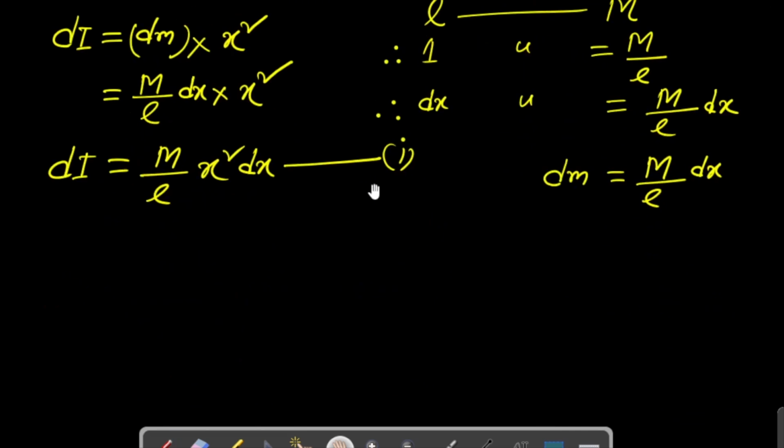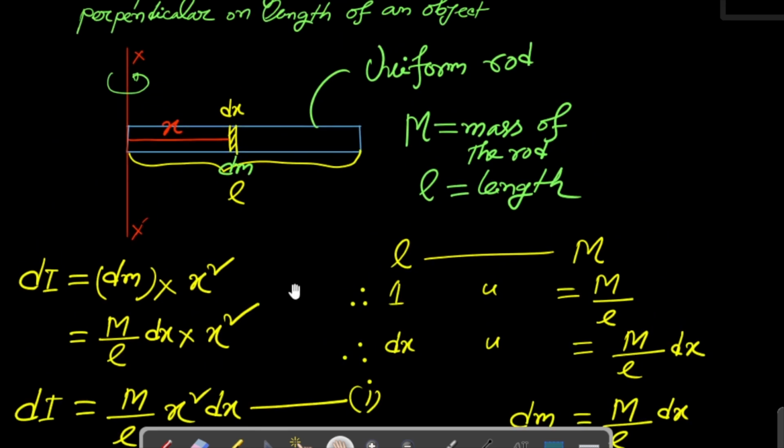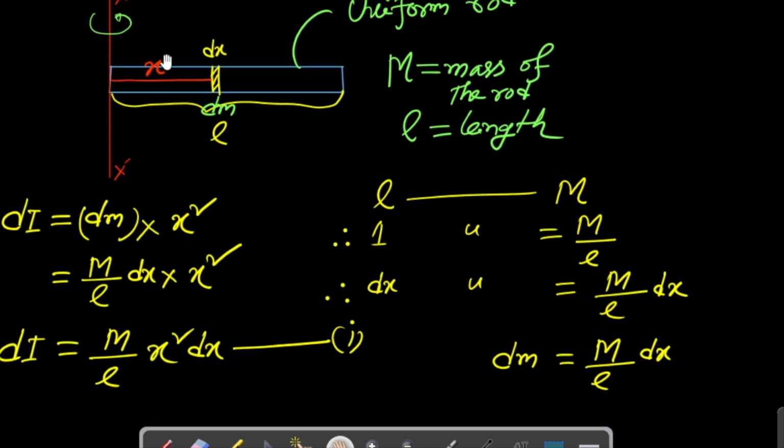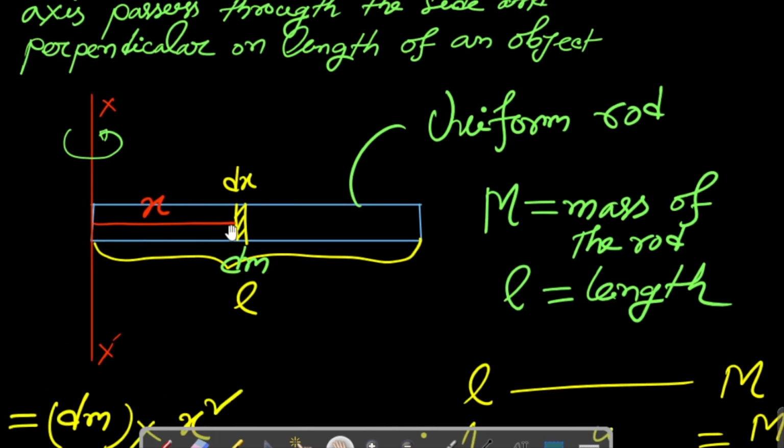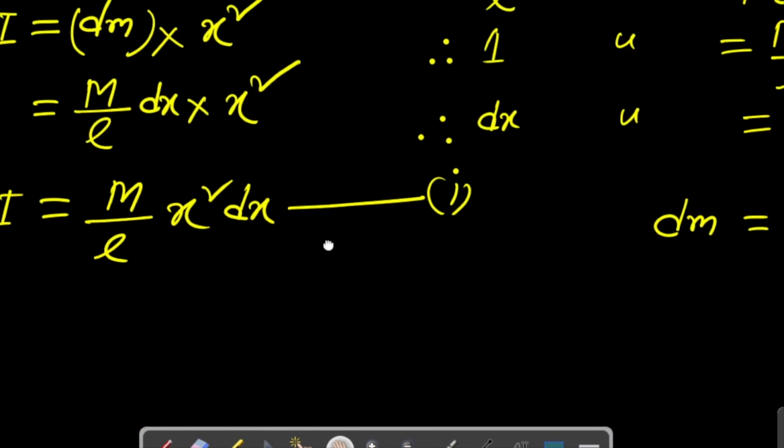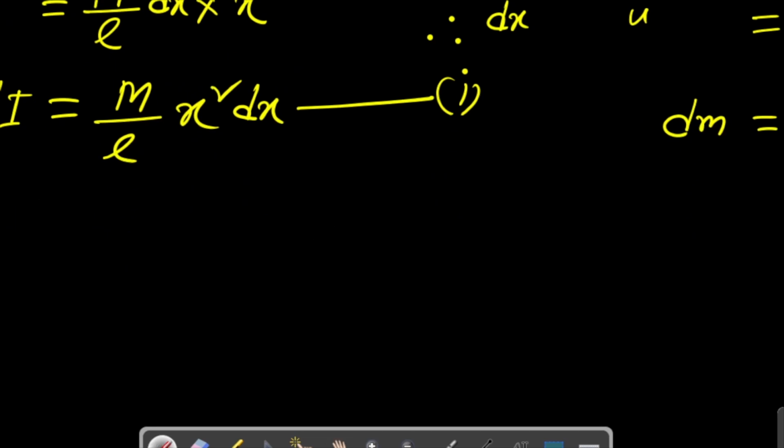Okay, now we integrate equation 1. If we integrate equation 1 within a specific range of limits, we find the total moment of inertia of the object. Before integrating equation 1, we must first set the limits. As we represent the length of the object by x, because dx represents a very small amount of length, our duty now is to find the limits.